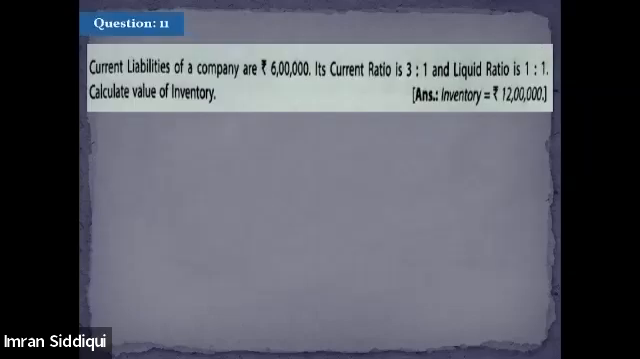Next, we have question number 11, which is a similar question. Again, we need to find out the value of the inventory; this time the current ratio and liquid ratio are given. So let's try this question, and I'll be giving the next question as homework.